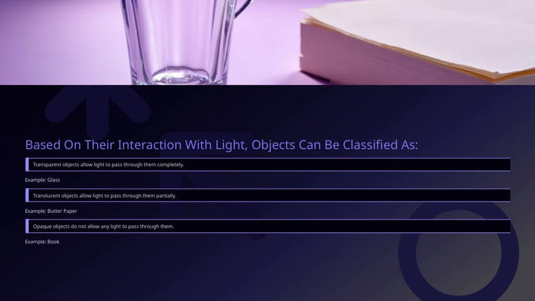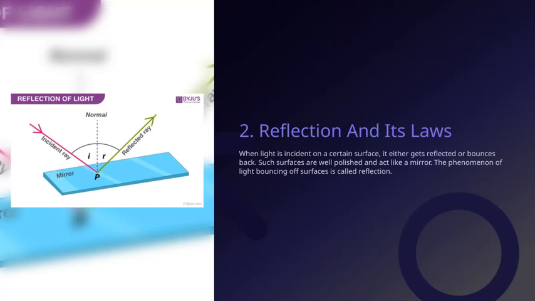These do not let any light pass through at all. If you try to see through an opaque object, like a book, there's no way to see through it because it blocks all the light. Understanding these categories helps us see how different objects interact with light and influences how we perceive the world around us. When light hits a surface, it has two possible fates.